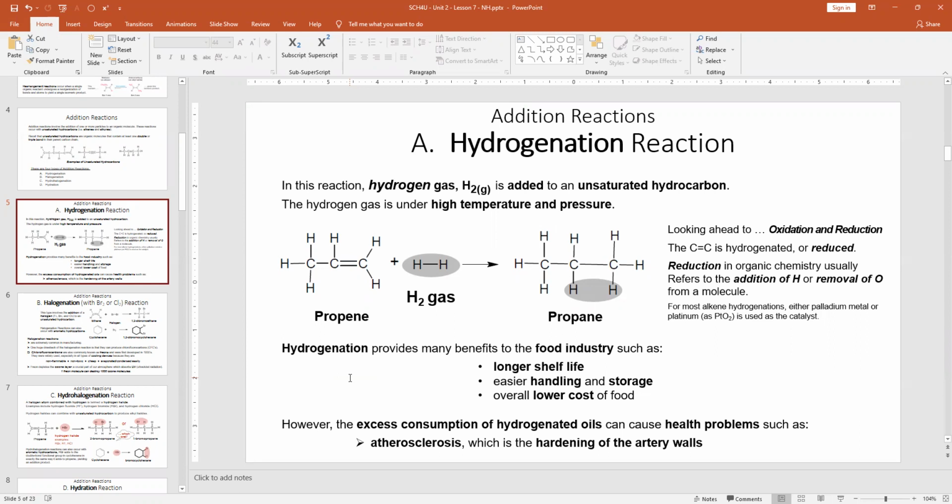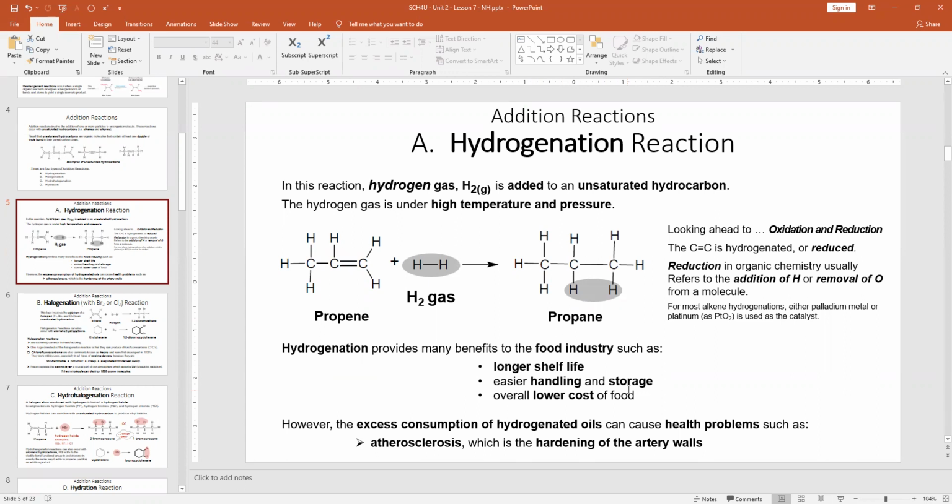However, for us, it's not very healthy to be consuming hydrogenated oils because they cause problems such as atherosclerosis and hardening of the arteries and cardiovascular disease. So hydrogenated oils are not very healthy for us, but they certainly have their application in the food industry to a certain extent.